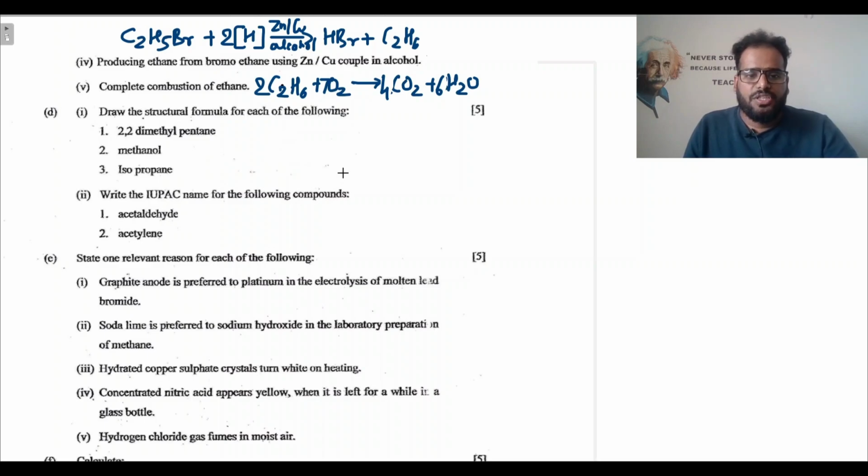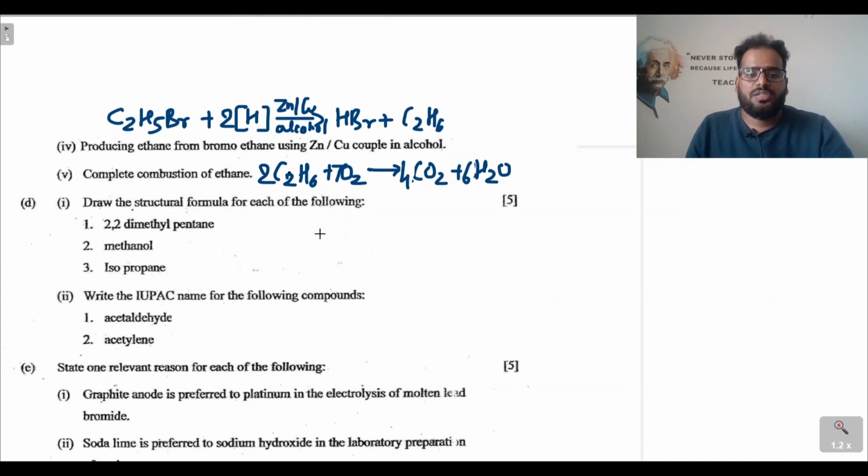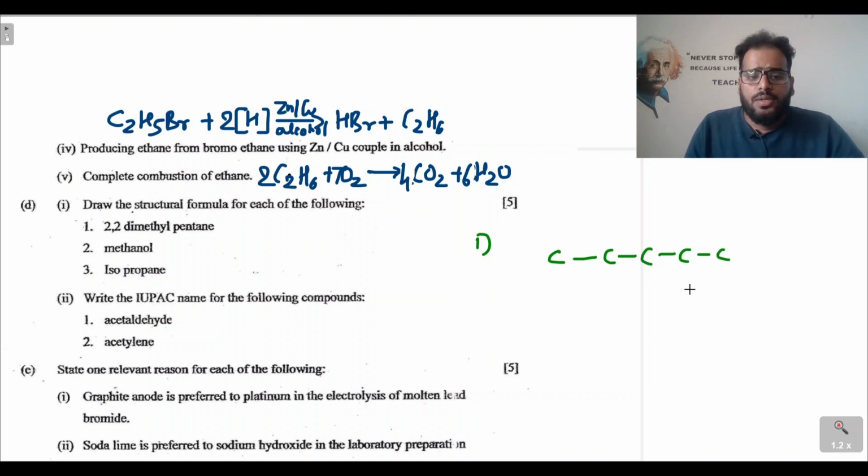Next, very important, which I told you previously, a sure short question in section A, that is draw structural formula and write the IUPAC name. So first we'll write the structural formula, don't make any mistake in this part, okay. Let's see. First question is what? 2,2-dimethyl pentane. So pent is the root word, so first I'm writing it here. Pent means 5 carbon, write 1 2 3 4 5. So ane is a single bond, so nowhere will you get a double bond here.